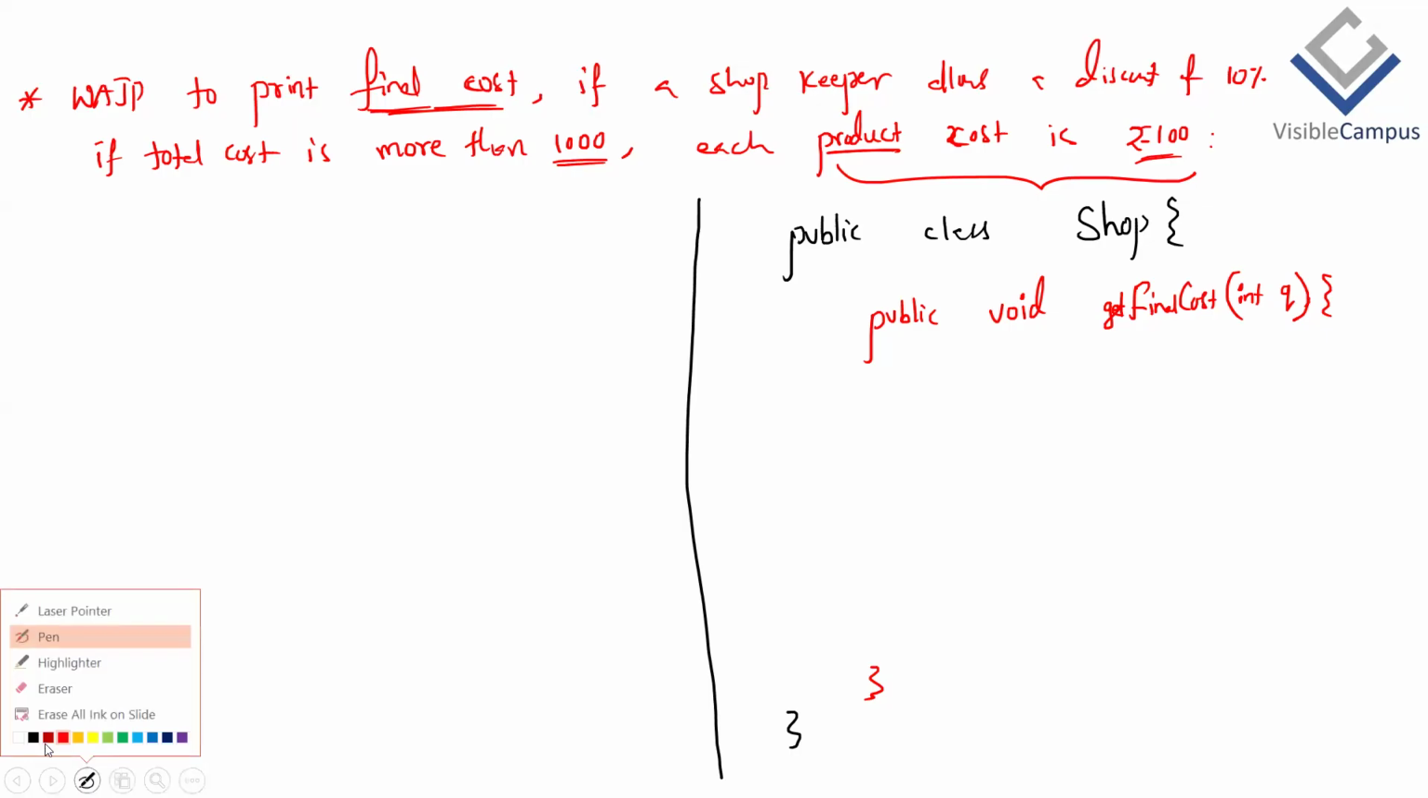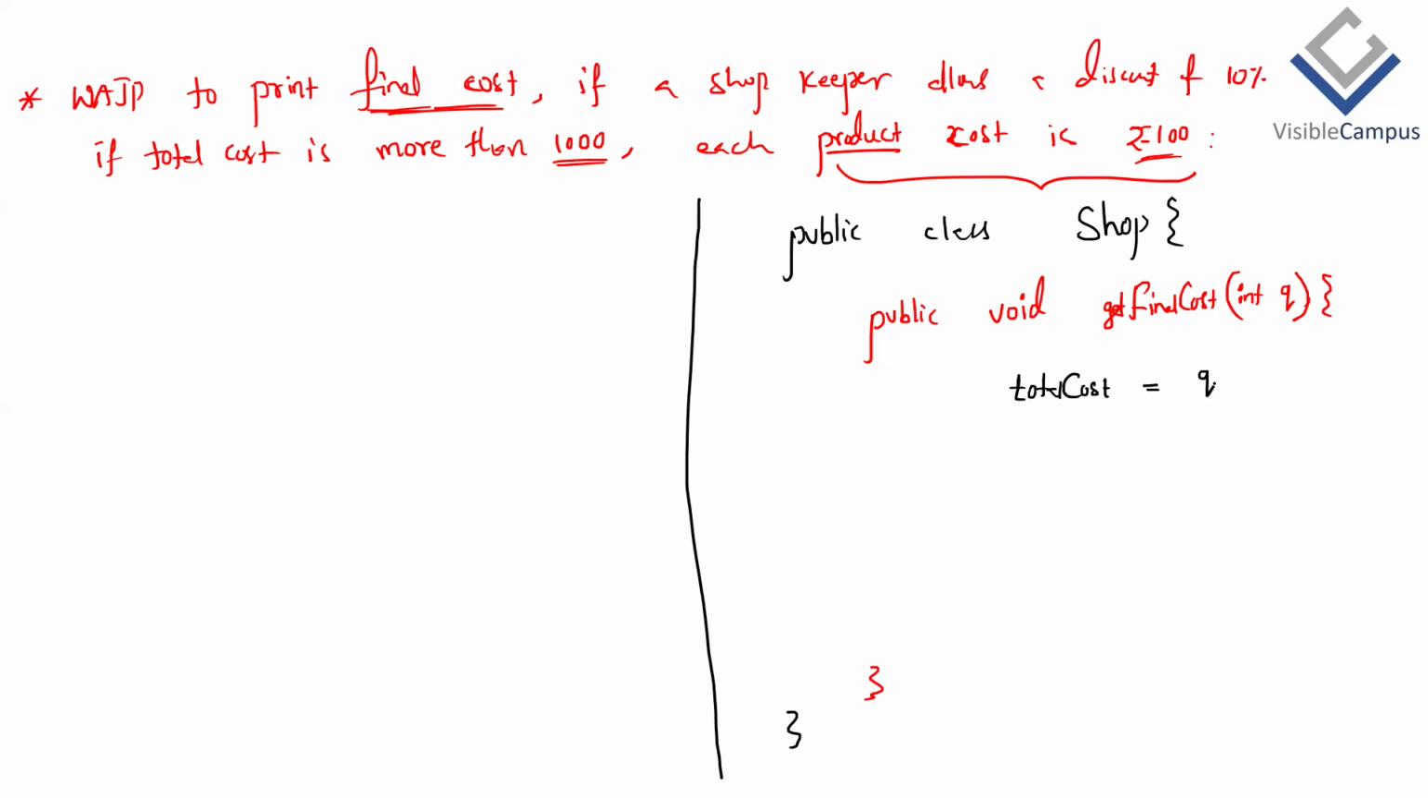Inside this, what is the logical part of it? First we have to find the total cost, correct or not? So I'm using totalCost with capital C. Variable names also we have to follow camel casing standards. How to get total cost? The quantity multiplied by the price of each product, 100 rupees, which is fixed. That's why no variable, directly we can take the value.